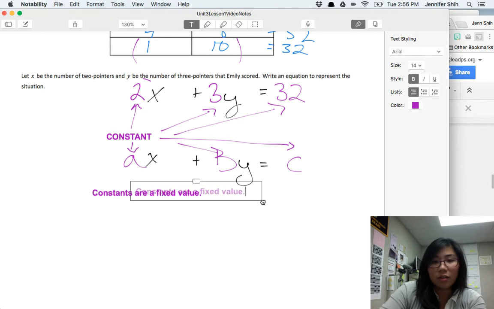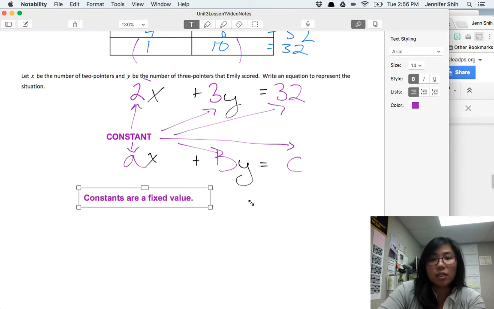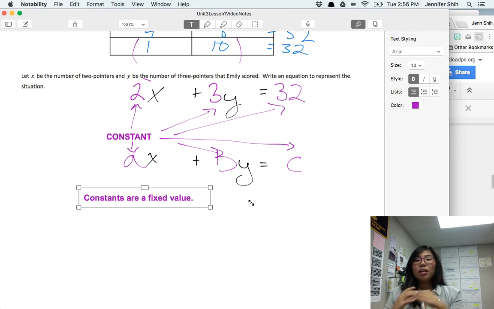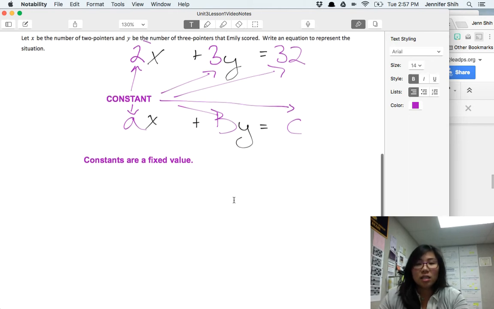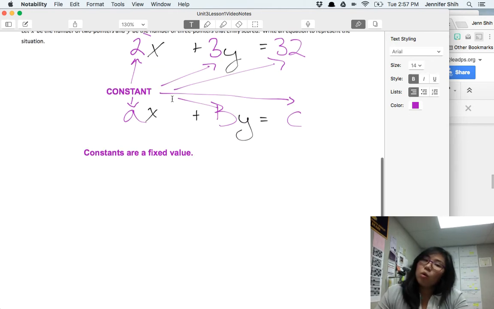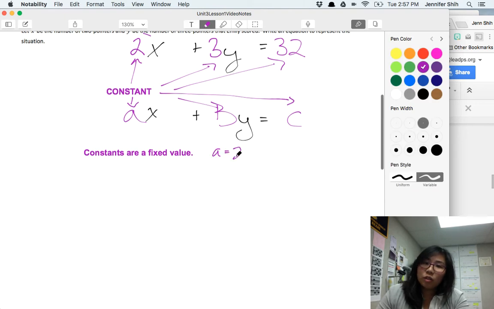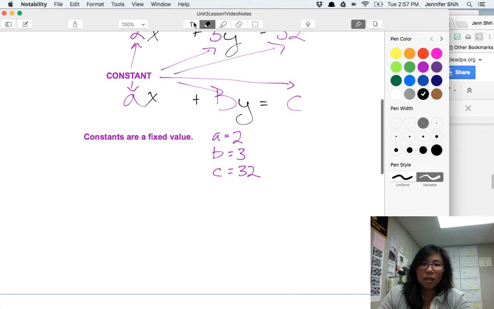are fixed values. Now remember, your notes need to have the big ideas on one side and your summary. So one of the vocabulary words, if you want to list that as your big idea, is constant. The constants are A, B, and C. A will equal 2, B will equal 3, and in this case, C is equal to 32. But what are X and Y?